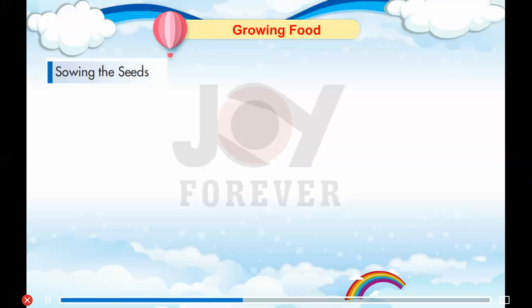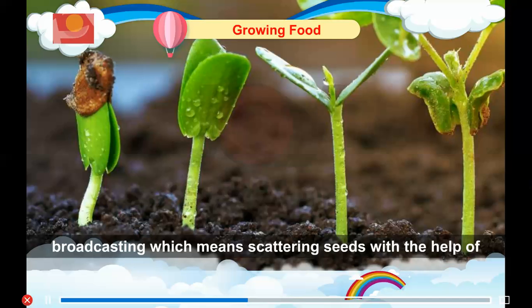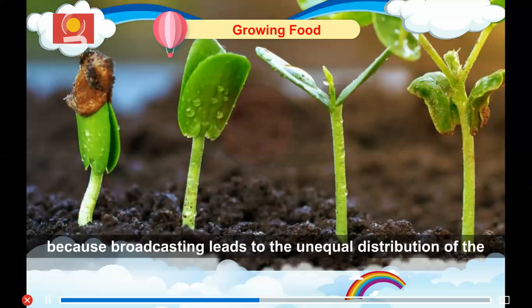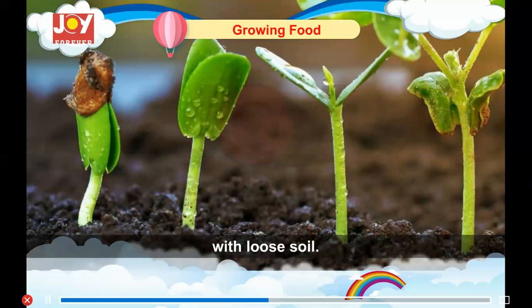Sowing the seeds. Sowing is done by two methods. The first method is broadcasting, which means scattering seeds with the help of hands. The second method is to use a seed drill for sowing seeds. The farmers prefer the second method for sowing because broadcasting leads to the unequal distribution of the seed in the field. After sowing the seeds, they are covered with loose soil.